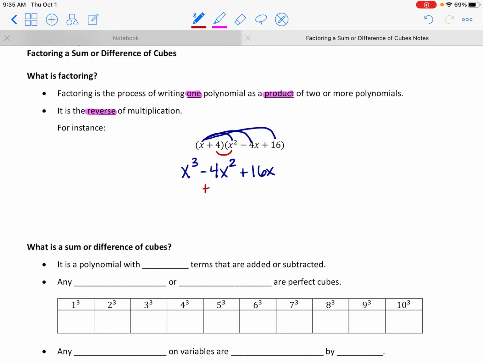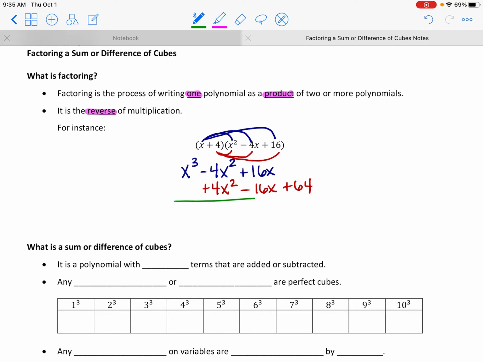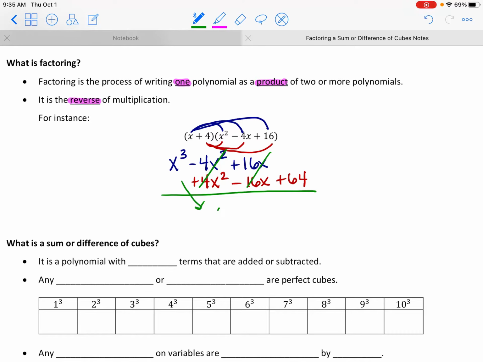So 4 times x squared gets us a positive 4x squared. And then 4 times negative 4x gets us a negative 16x. And then 4 times 16 at the end gets us a positive 64. Now when we put these terms together, the x squared terms cancel, the x terms cancel, and we're left simply with an x to the third and a plus 64. And that is an example of a sum of cubes. Okay, a sum of cubes.